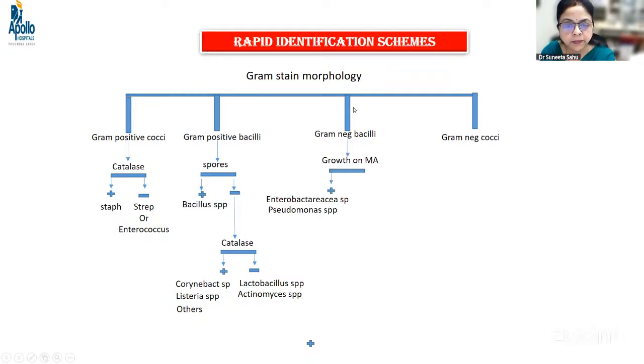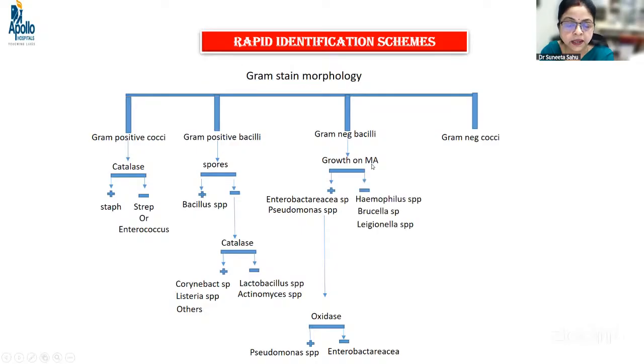But if it is gram negative and grows on MacConkey, then Enterobacteriaceae or Pseudomonas: oxidase positive is Pseudomonas species, negative is Enterobacteriaceae. If it does not grow on MacConkey, but there are gram negative bacilli in the sample, we could think of Haemophilus, Brucella and Legionella. Now coming to gram negative cocci, if they grow on Thayer-Martin, then they are pathogenic Neisseria. If they do not, then they are other Neisseria species.